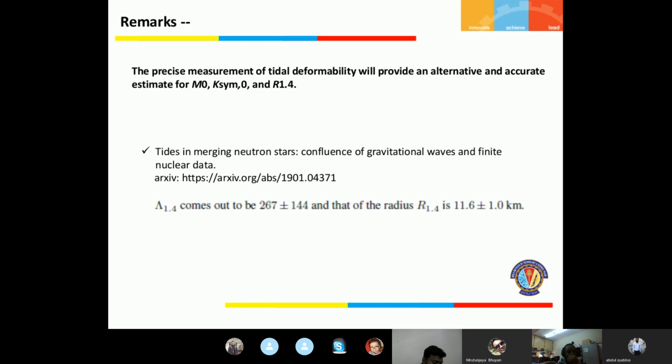Another work we have communicated, which is on arXiv, where we have tried to constrain the tidal deformability parameter lambda at 1.4 from finite nuclear data, from finite nuclei laboratory-based experiments. Whatever is available with us, the binding energy, charge radii, giant resonances. From there we got lambda at 1.4 to be of the order of 267 plus minus 144, and the radius is also constrained to a very narrow range, 11.6 plus minus 1.0 kilometers.